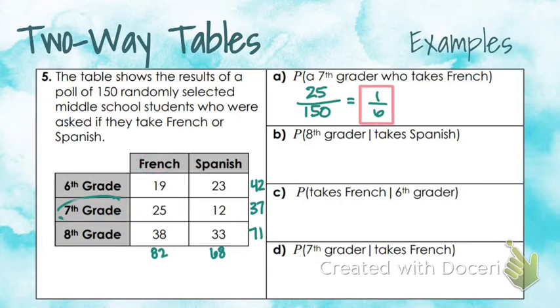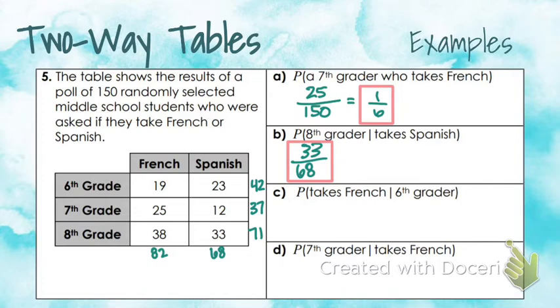Now, for part B, we will do a conditional probability. So we want to know what's the likelihood of choosing an 8th grader if you know they take Spanish. So if we know they take Spanish, how many are we choosing from? 68 total people take Spanish. Out of those Spanish taking students, how many are 8th graders? 33. And that does not reduce.